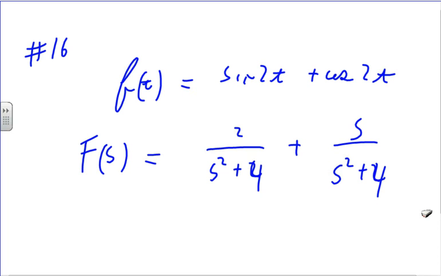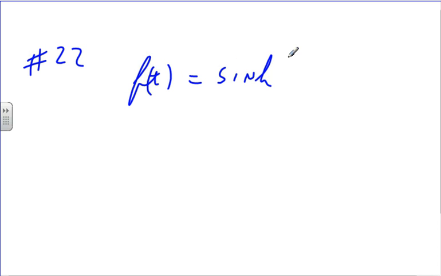Should we do 22 or not? I don't know. 22 looks, well, we got 2 minutes, right? Won't be a problem. F of t is hyperbolic sine squared 3t. All right, well, let's see.